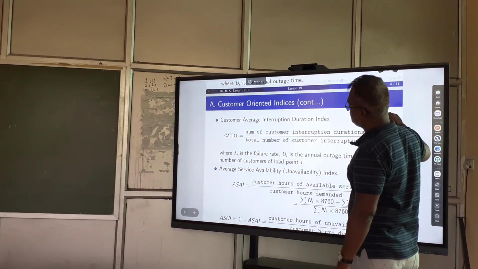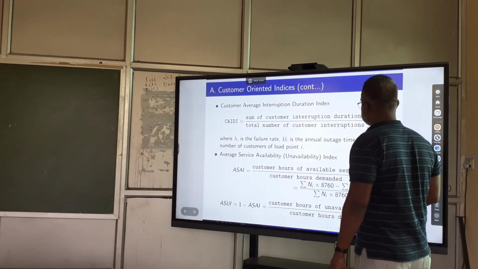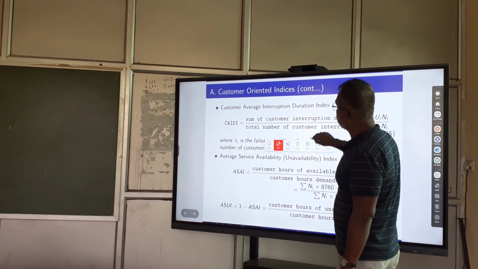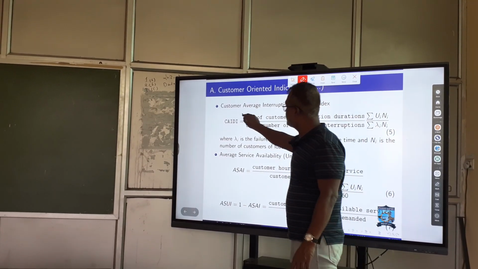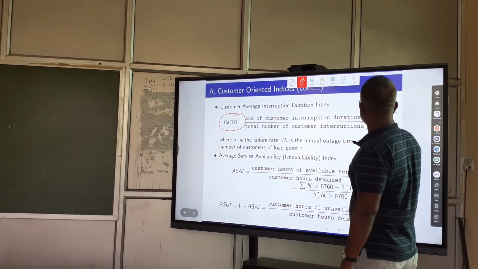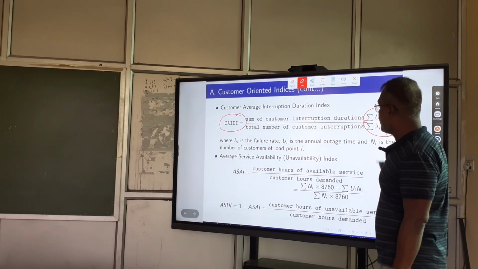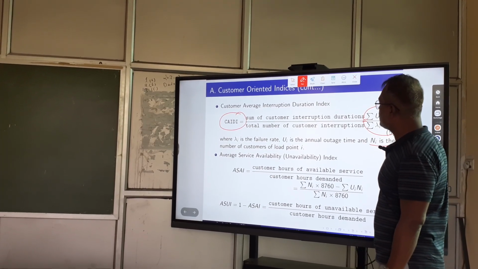Next, the other two are customer average interruption duration index, CAIDI, that is equal to summation Ui Ni divided by summation lambda Ni. Ni is always the number of customers.